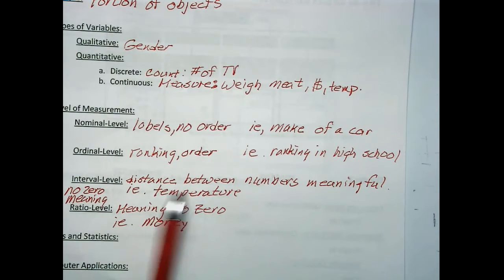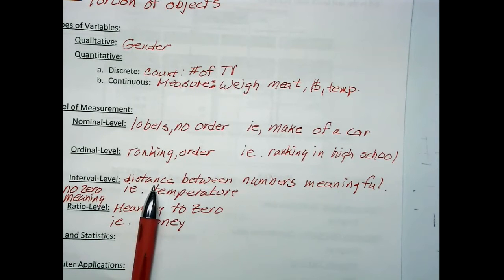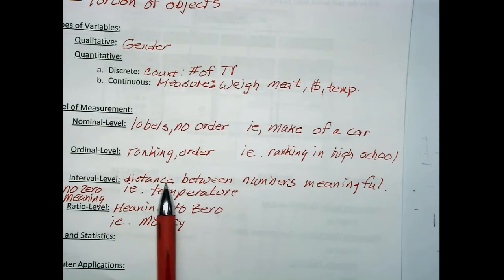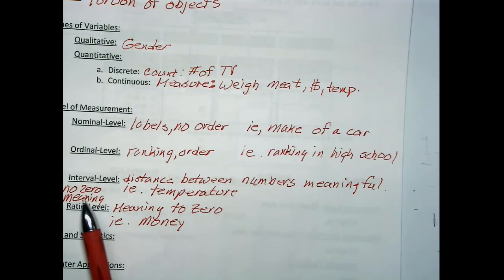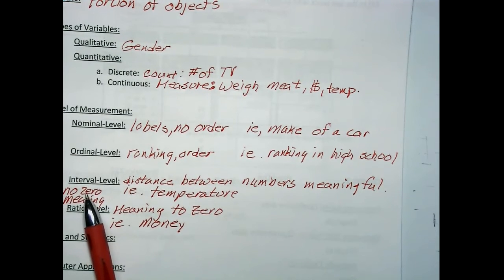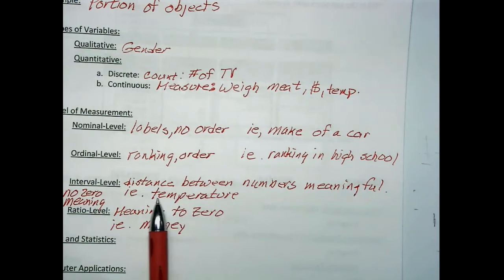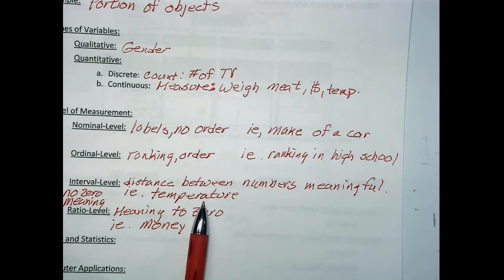Interval level, there is difference between the numbers that are ordered. There is meaning between the distance between the numbers. However, there is no meaning to 0. The best example is temperature. Between 32 and 33 degrees, there's 1 degree, and that's measured. Okay? But also with interval, if I tell you the temperature is 0, does that mean there's an absence of temperature? No. It just means it's cold.